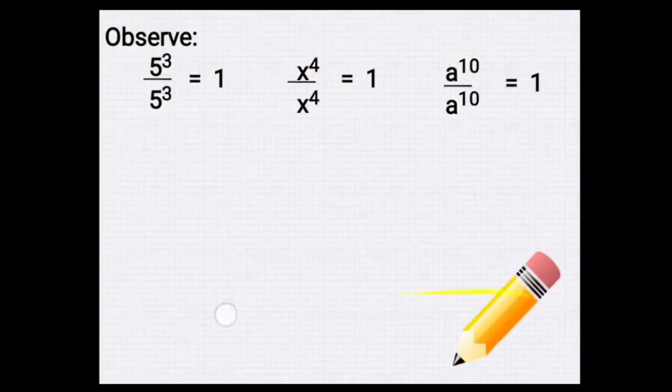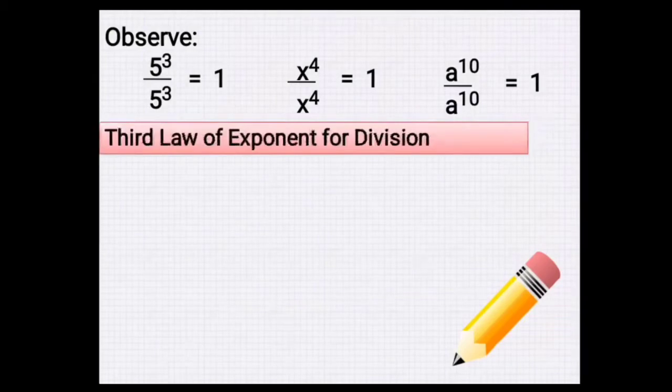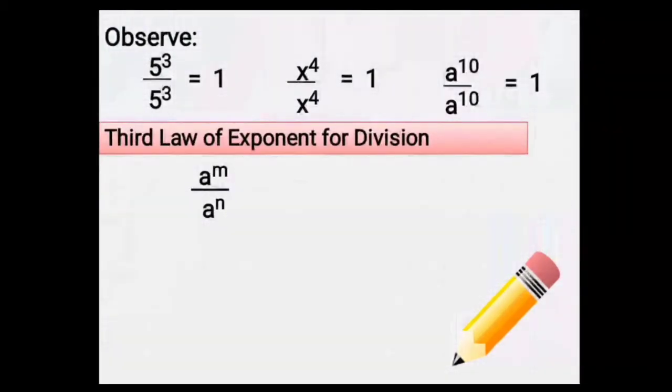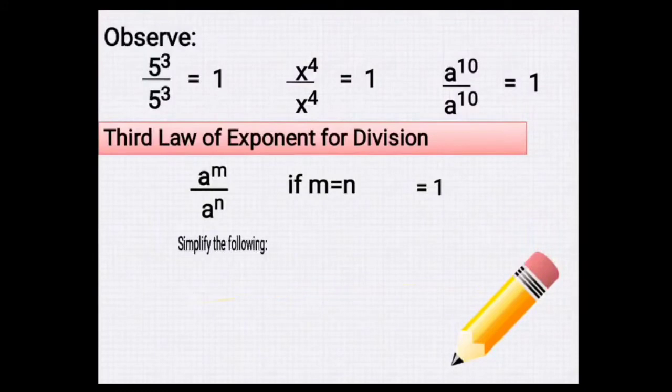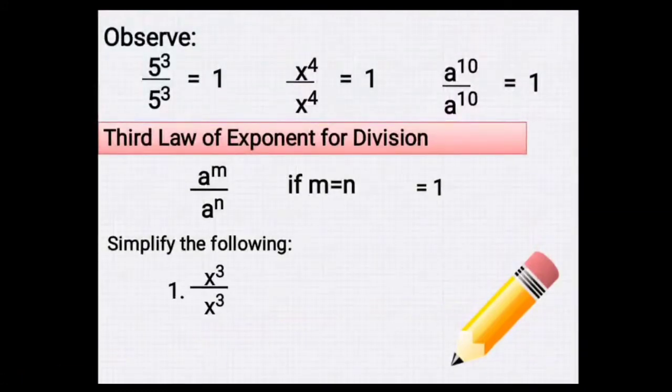Okay? Let's see the third law of exponents for division. Having this format, a raised to m divided by a raised to n, if m is equal to n, or their exponents are the same, as I said, your answer should be equal to 1. Okay? Automatic.